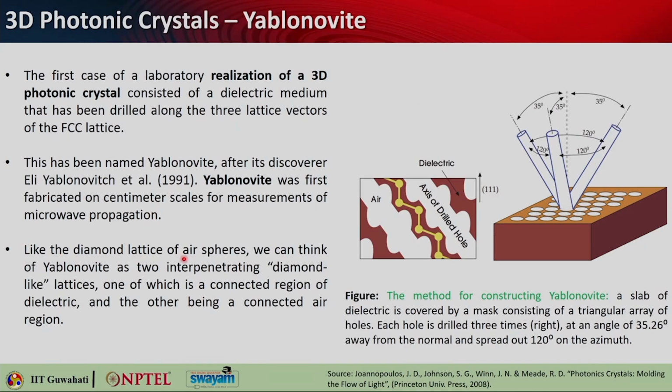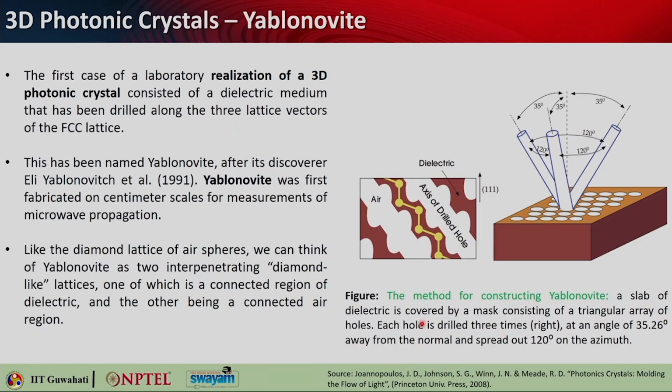Okay. So, like the diamond lattice of air spheres, we can think of Yablonovite as 2 interpenetrating diamond-like lattices, one of which is a connected region of dielectric and another one is a connected air region, and those 2 regions are mixed, and that is how you are able to get this particular crystal. So, this is how it was. The drilling was very complicated to make this kind of a crystal. So, this is the method for constructing Yablonovite.